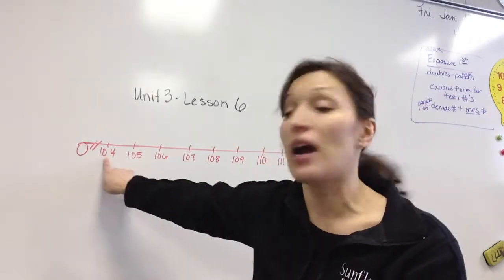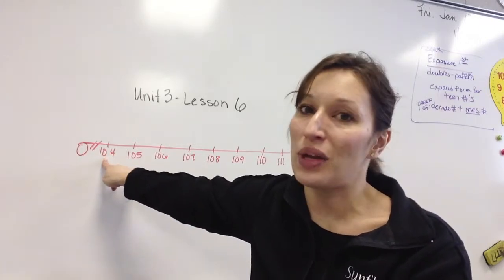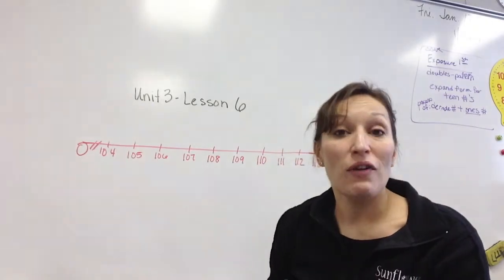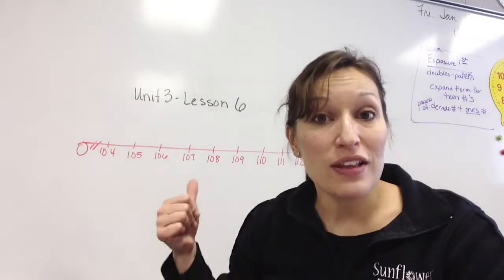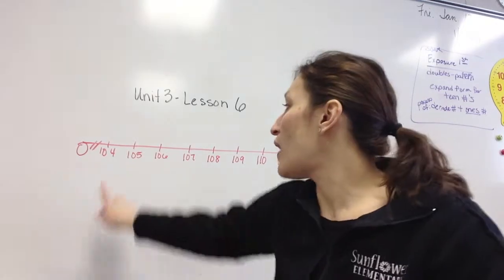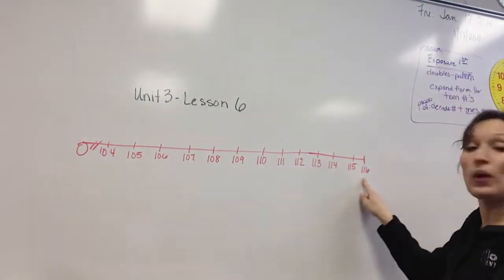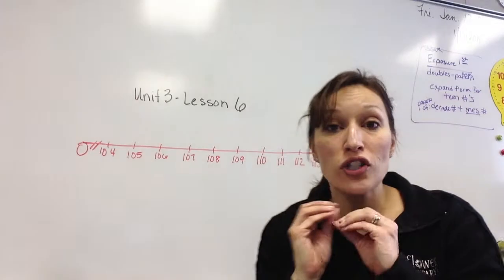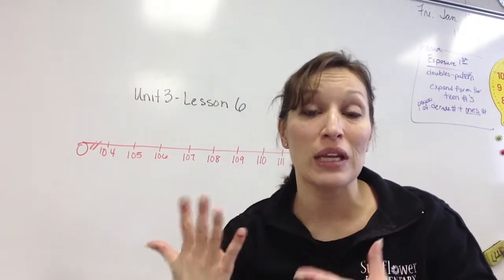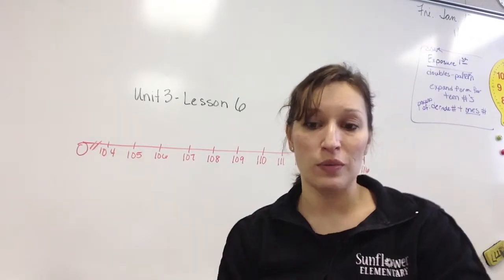Even though we're showing 104 as our start, it's not really our start. 0 is our start, okay? But for the information that we're going to put on this line plot, we needed numbers in the range of 104 to 116. Those are our target areas that we're going to put information on the line plot. So those are the ones we needed to see and be able to work with, okay?